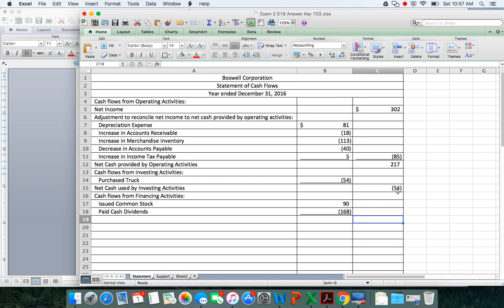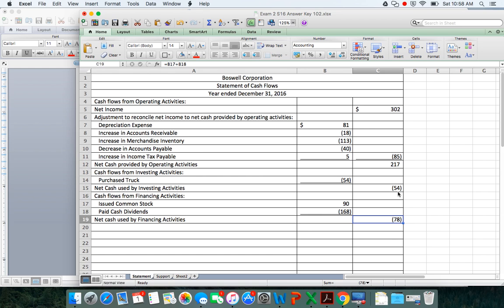So let's finish out our financing activity section here. I know that in my financing activities here, the net result was negative $78: a positive 90 and negative 168 results in negative 78 there. So I'll say net cash, again because it's negative, used by financing activities.